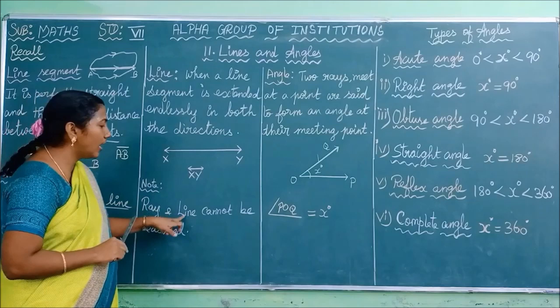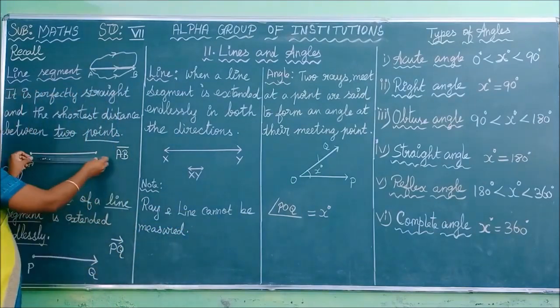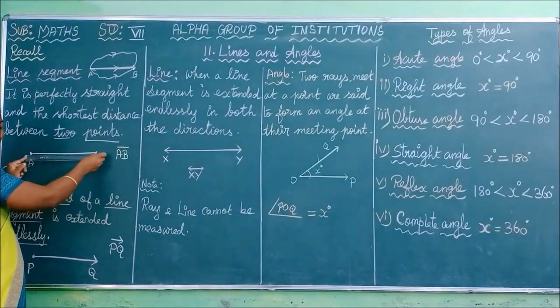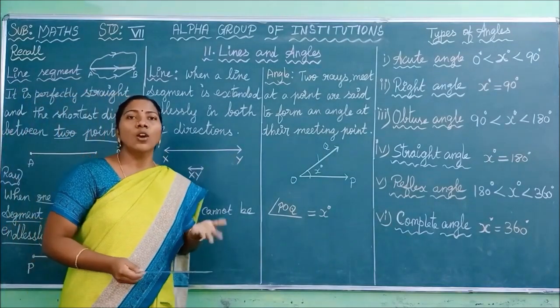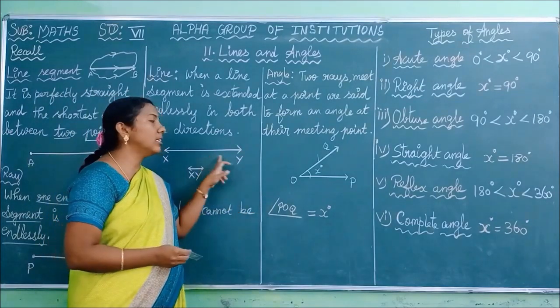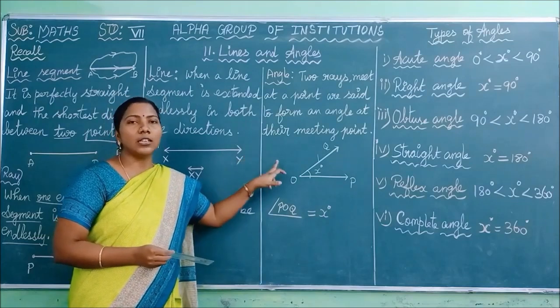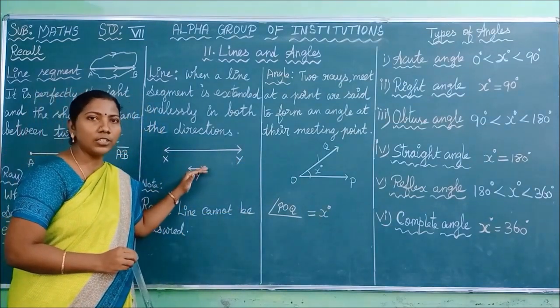Ray and line cannot be measured. Sorry, we can measure the line segment, but we can't measure the ray and line. Why can't we measure the ray and line? Yes, very good. Because they extend endlessly. So we can't measure ray and line. Do you understand, children? Okay.